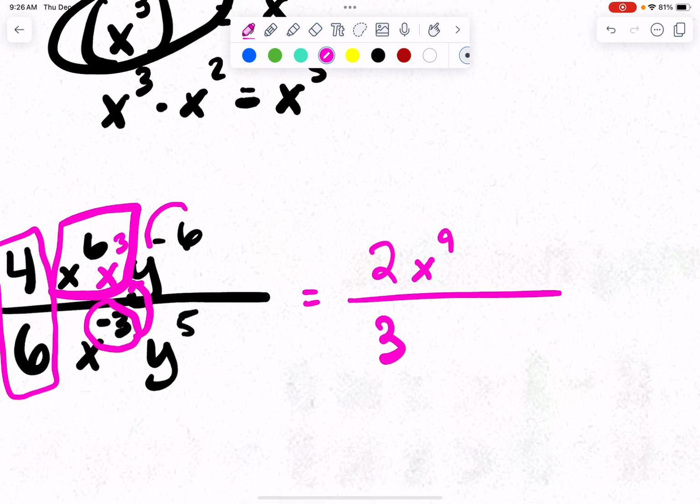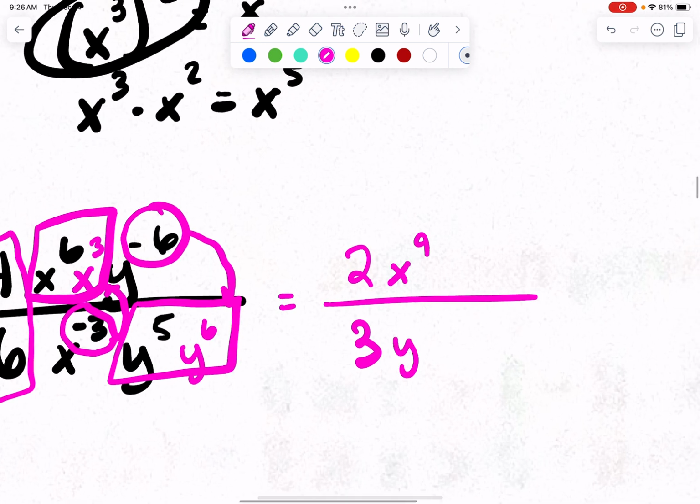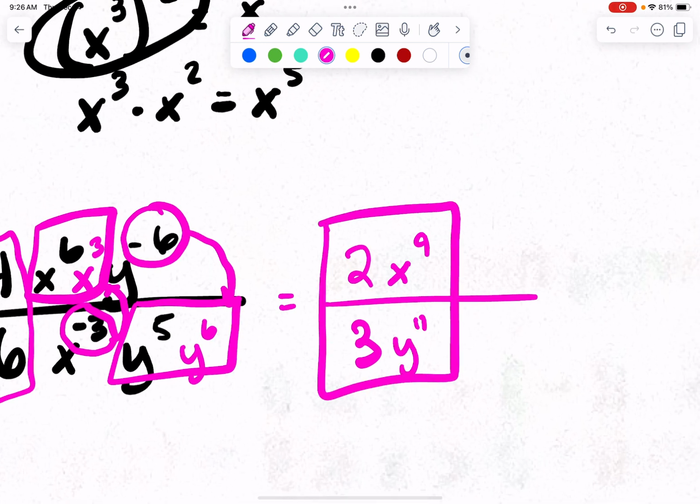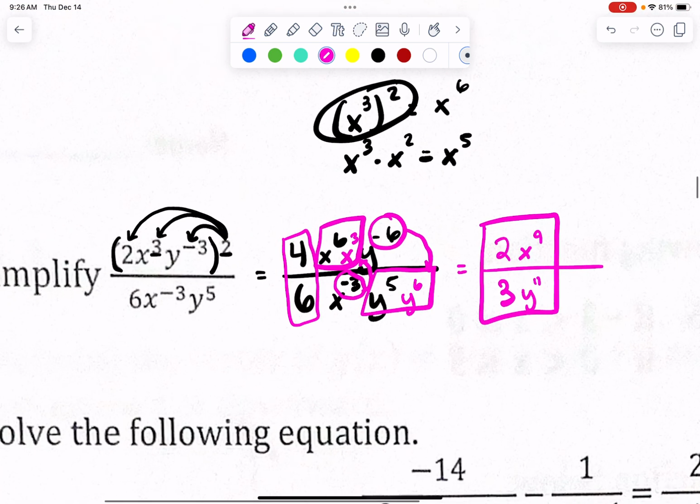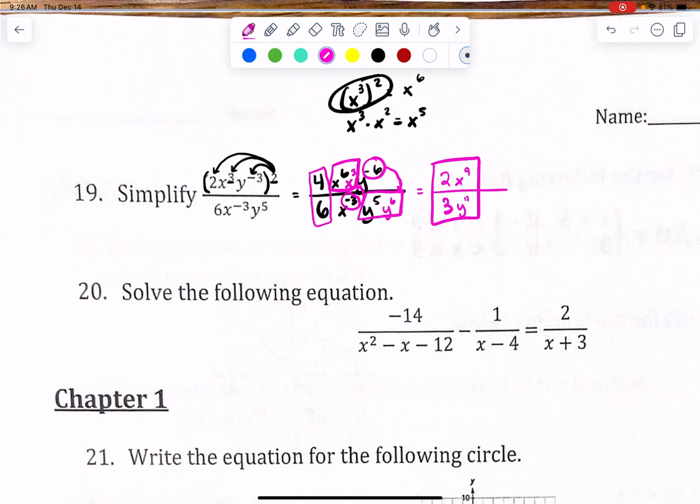Now I'm going to go to y's. I want to fix this negative 6th power, so I bump it to the bottom, and it becomes positive 6th power. Then these two will add, so that's y to the 11th power, and that is my final answer. So negative exponents, you flip them. If they're on the top, you flip them to the bottom, that type of thing. All right, that was 19.